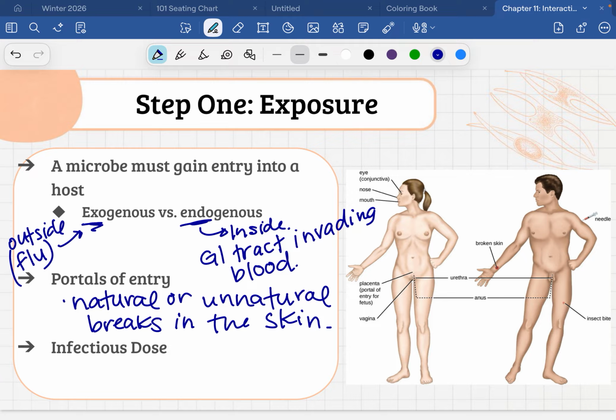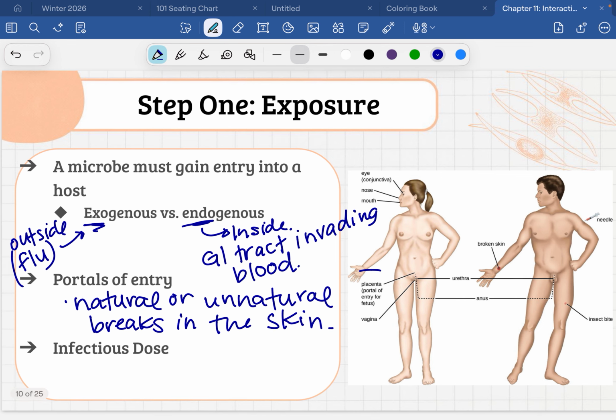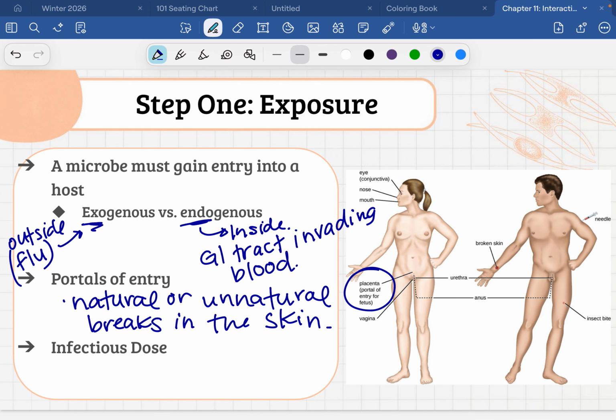One that could be not really considered a break in the skin, though it kind of is, I don't know how you want to think about it, is the placenta. The placenta is an organ that exists inside of a uterus. It's what feeds a baby while a baby is in there. And there are certain bacteria and things like that that can actually cross the placenta and then get into the fetus. So that's not really a break in the skin, that's kind of an exception.